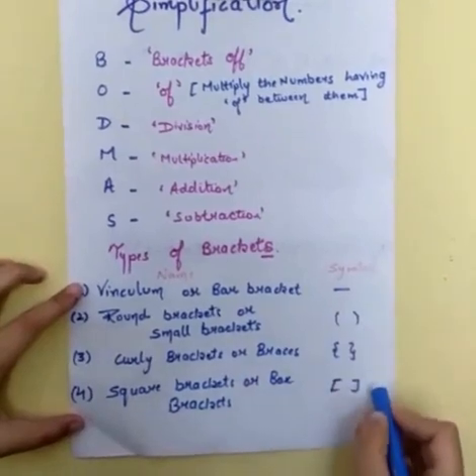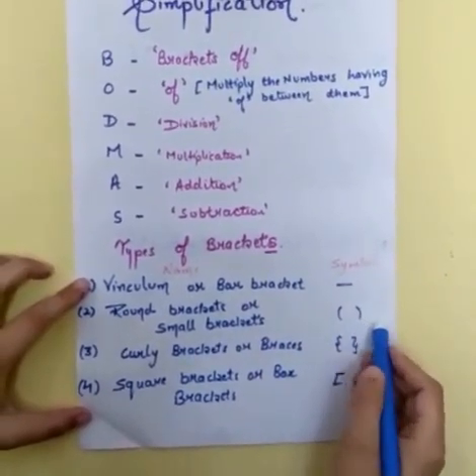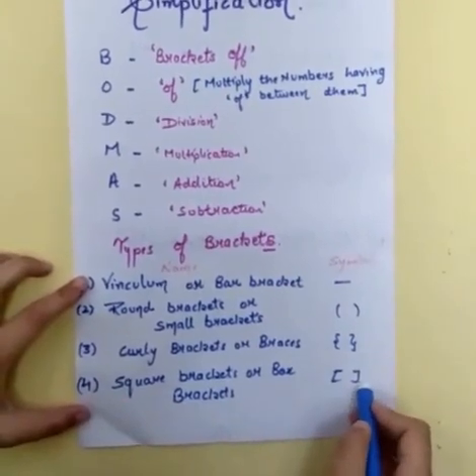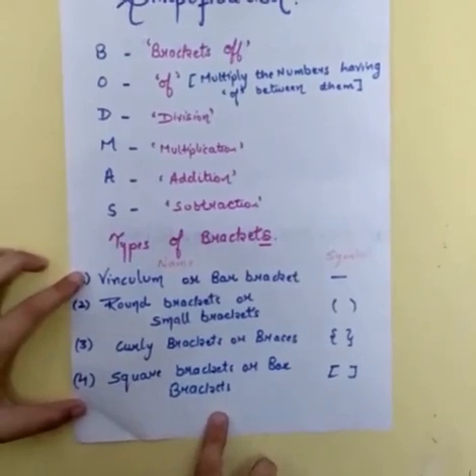So this is the preference order. Firstly we have to solve the bar bracket, then round brackets, then curly braces, then square brackets. The square brackets we will solve at last.